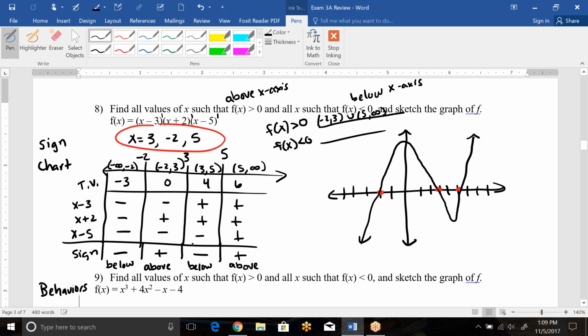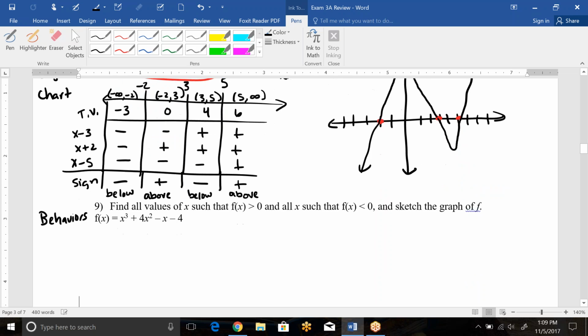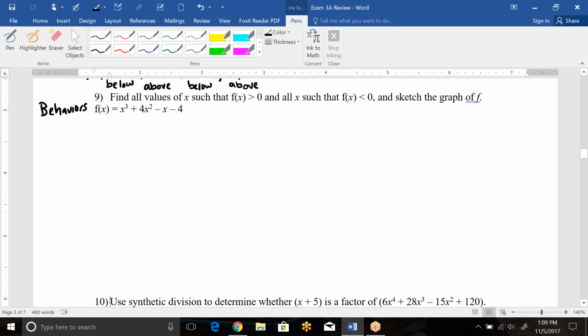And then less than 0 is when we're below, so -infinity to -2 unioned with 3 to 5. And that's it. Now, the way I taught this in my class is we examined the behaviors. So the things that we looked at is first we found our x-intercepts, and we had to factor sometimes to do that. In this case, we do. I'm going to try factor by grouping.